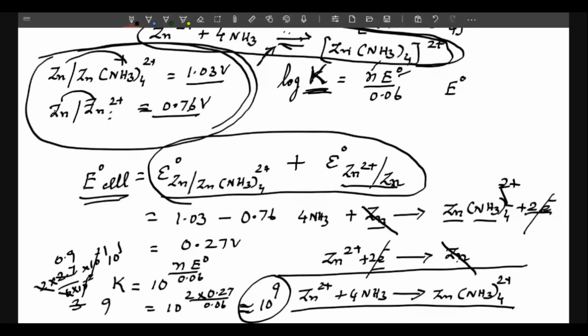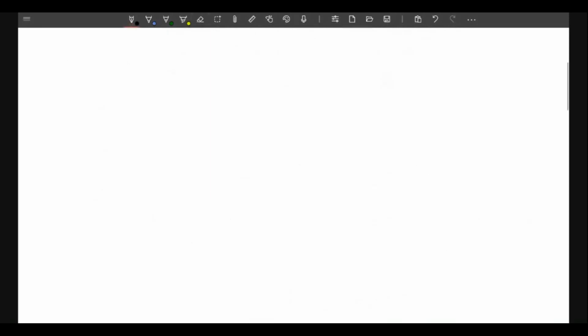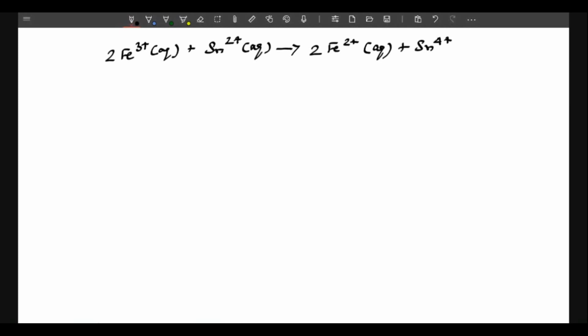So be careful. Okay. Now you understand the problem, I think so. Take down the question as a homework and make the problem. Set up the electrochemical cell for the reaction 2Fe3+ (aq) + Sn2+ (aq) giving 2Fe2+ (aq) + Sn4+ (aq).